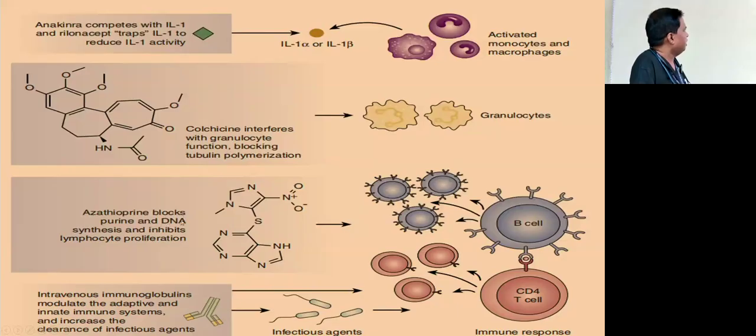Azathioprine blocks the purine and DNA synthesis and inhibits lymphocyte proliferation. And IVIG increases the clearance of the infectious agents. It acts like an immunomodulator. It modulates the adaptive and the innate immune systems and increases the clearance of the infectious agents. So these are the drugs which have to be tried, especially anakinra, rilonacept, azathioprine, and IVIG, if the patient is not responding to the NSAIDs or aspirin or colchicine and corticosteroids.